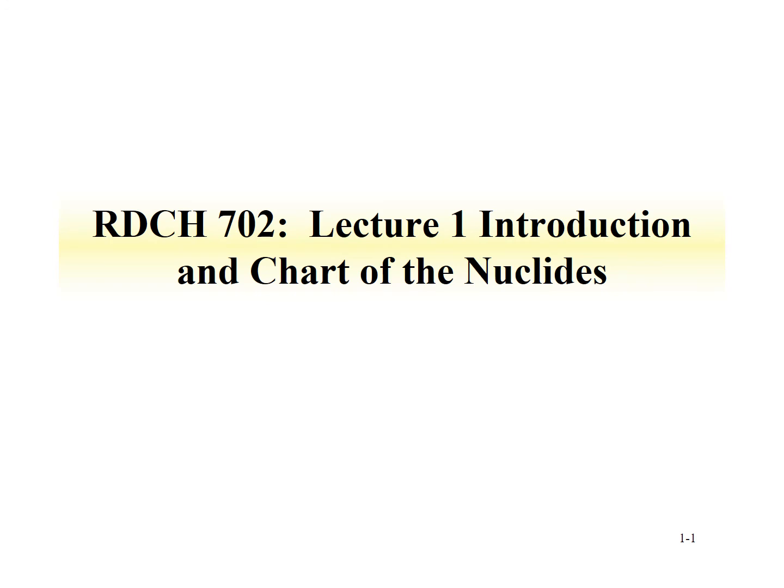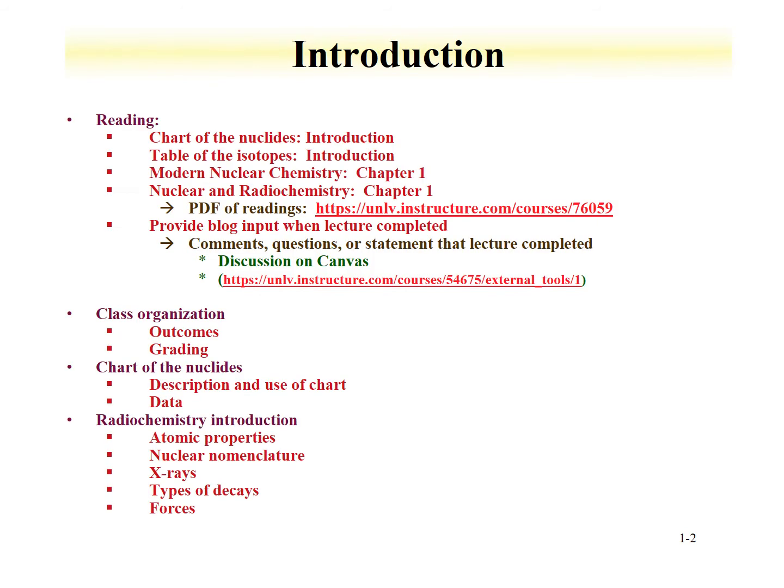This lecture is an introduction to the course and a discussion on the chart of the nuclides. The readings for this lecture are shown here, the introduction sections from the chart of the nuclides and the table of the isotopes, along with Chapter 1 from Modern Nuclear Chemistry and Nuclear Radiochemistry. Links to these readings can be found on the Canvas site.